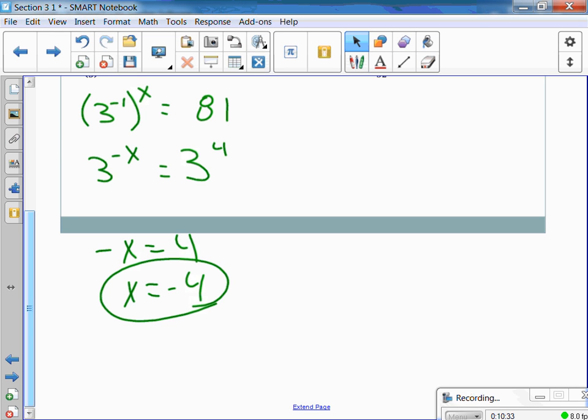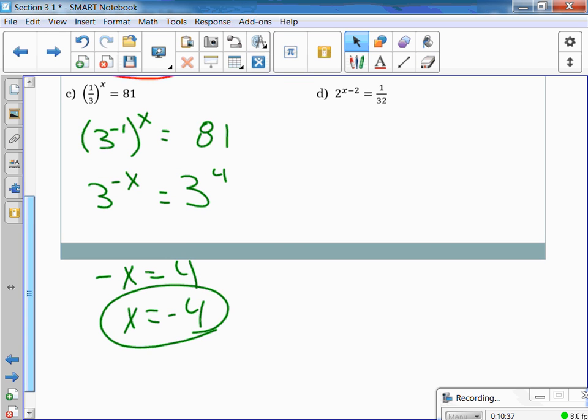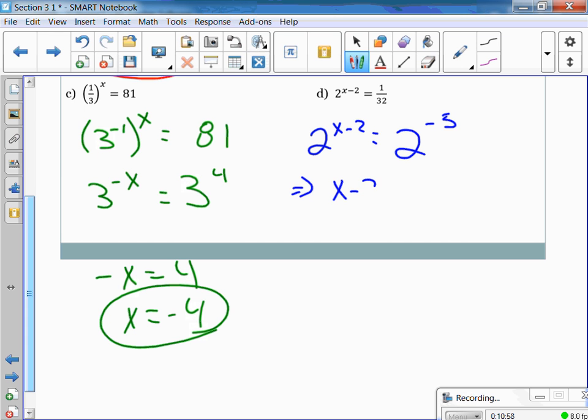And lastly, we have 2 to the x minus 2 equaling 1 over 32. To the what power? Well, 2 to the 5th gives me 32, and that negative gives me that 1 over. So 2 to the negative 5th. Again, since I have the same base, just set the powers equal. x minus 2 equals negative 5.